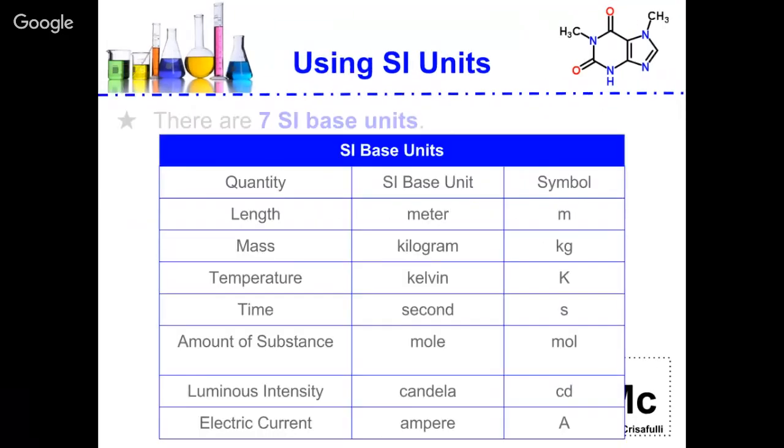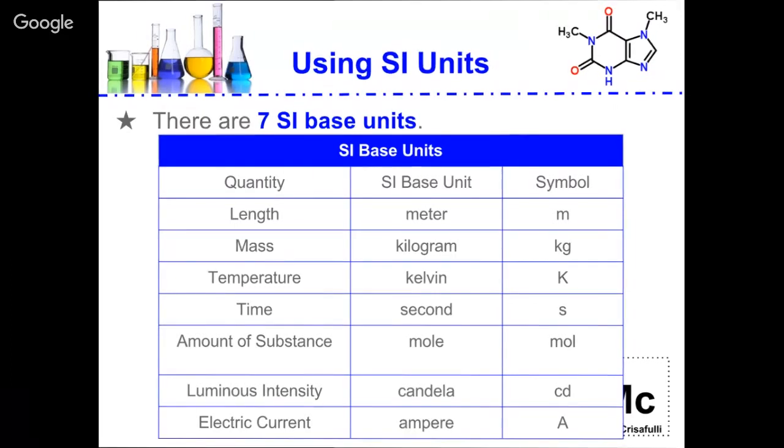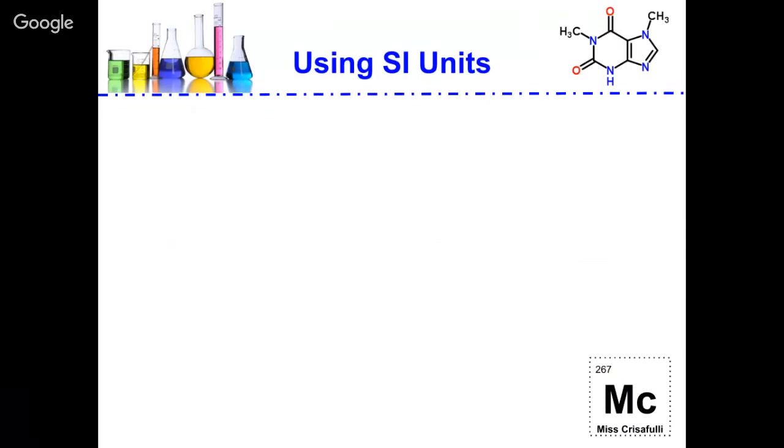There are 7 base units. They are in this table, and this table is also found on page 74 of your textbook. You need to memorize these. Know that length is a meter, mass is a kilogram, temperature is a Kelvin, and so on and so forth. You also need to be able to identify what symbol goes with which. So I would make flashcards for those.